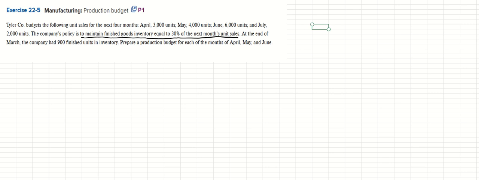It says at the end of March, the company had 900 finished units in inventory. That's also going to be an important part, included in the production budget. So this is pretty similar to what is included in the direct materials budget as well. It says prepare a production budget for each of the months of April, May, and June. So this time we are going to have to prepare a production budget for the 3 months, April, May, and June. I'm going to set everything up here.